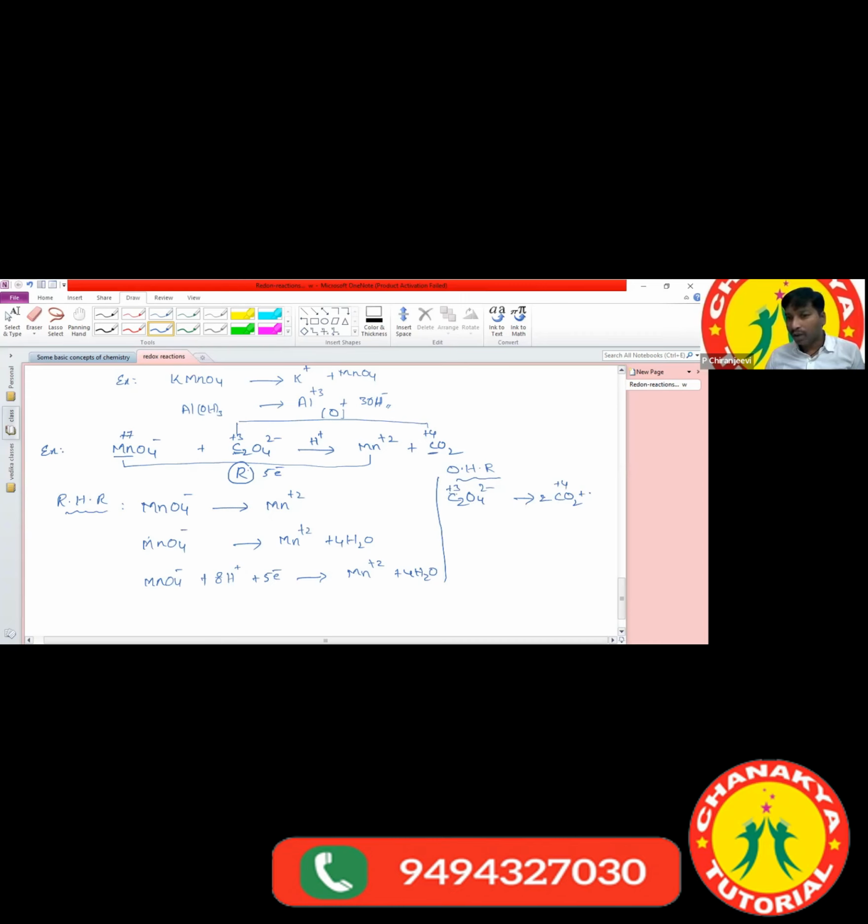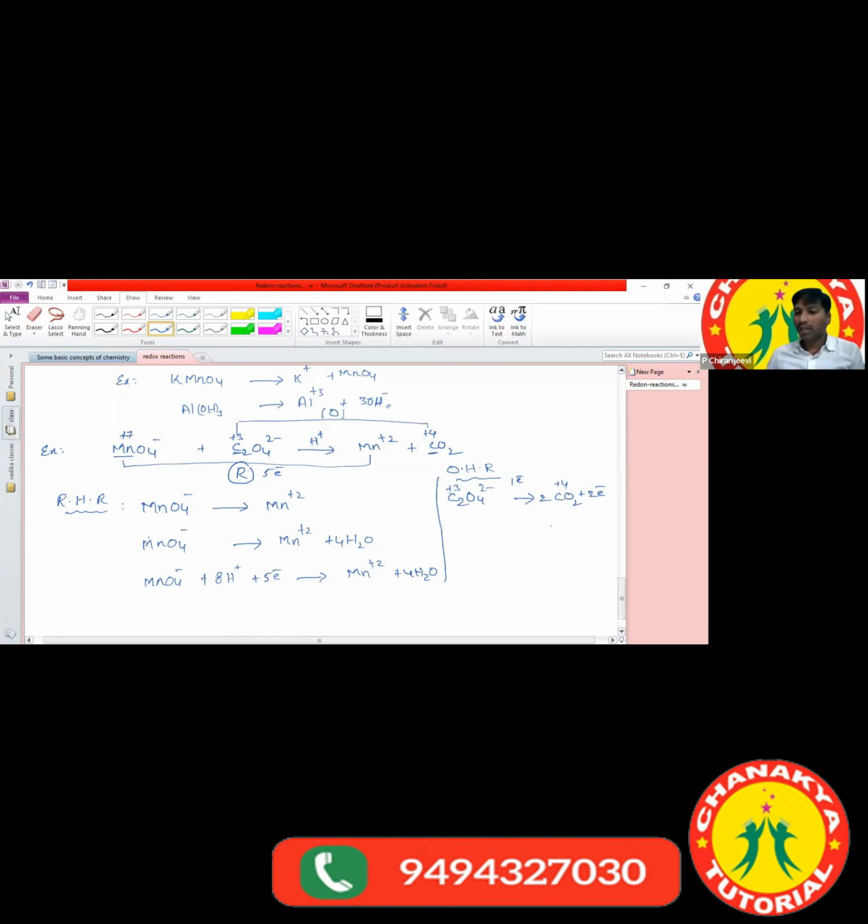You told that each carbon increases from plus 3 to plus 4. How many electrons difference is there? 1 electron difference. For 1 carbon, if it is 1 electron difference, how many carbon atoms are there? 2. Hence, 2 carbon atoms means we can write 2 electrons. So the total number of electrons difference is equal to 2.